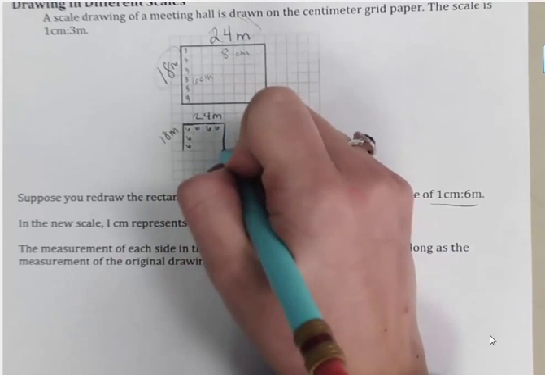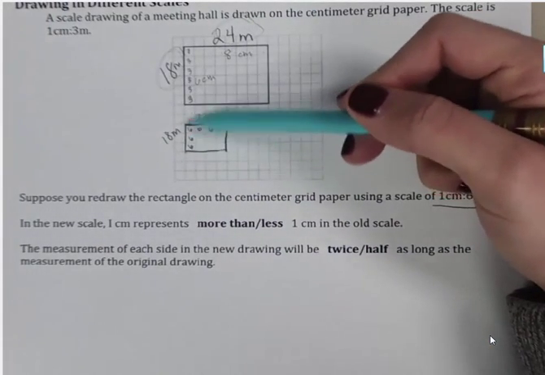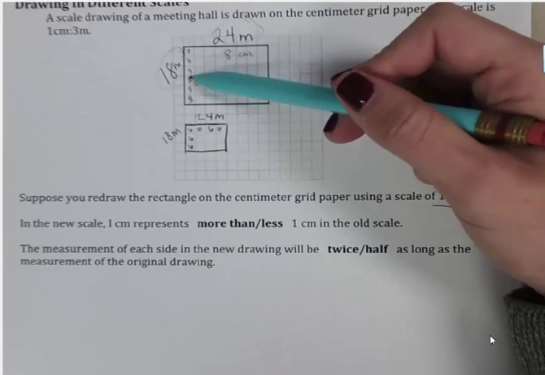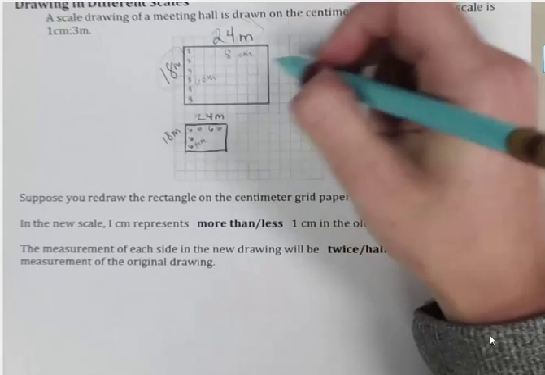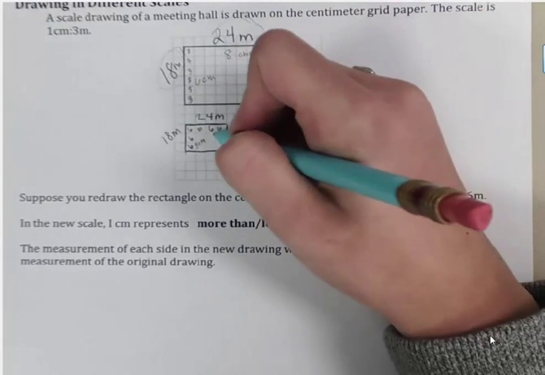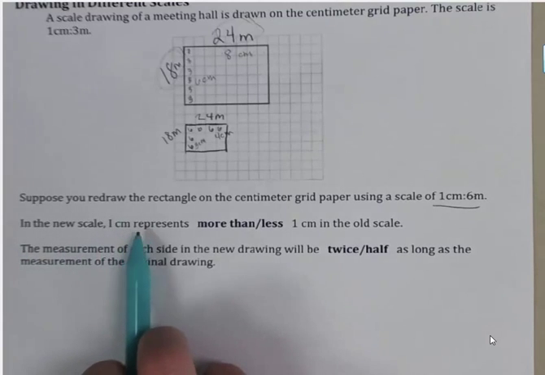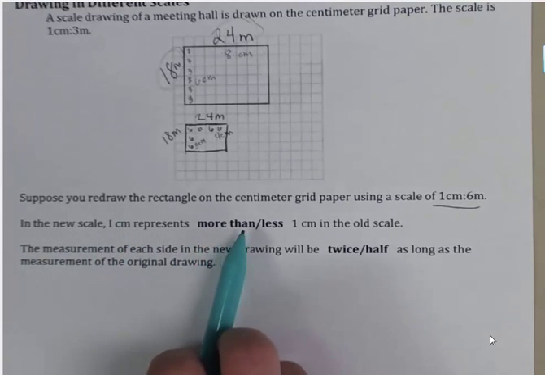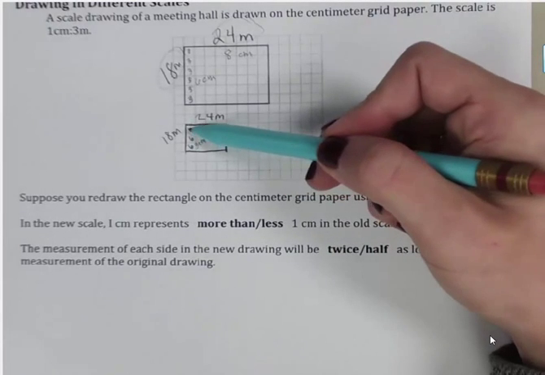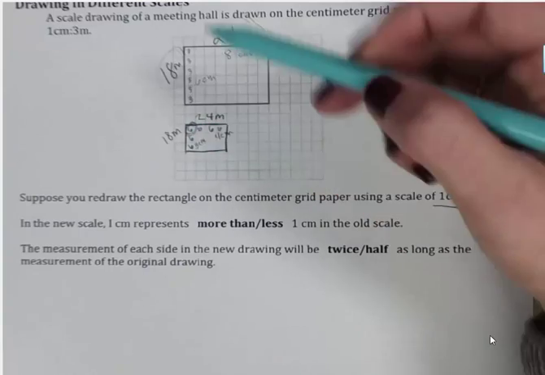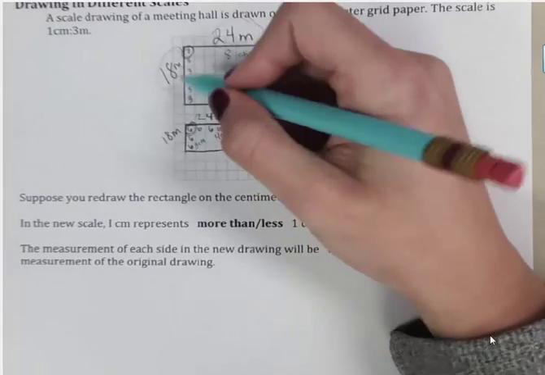So what do you notice about what happened to the height? The height went from being 6 centimeters long to 3 centimeters, and 8 centimeters long to 4 centimeters. So the new scale, 1 centimeter, represents more or less than 1 centimeter in the old scale. Does 1 centimeter represent more or less than 3? Hopefully you said 6 represents more than 3.